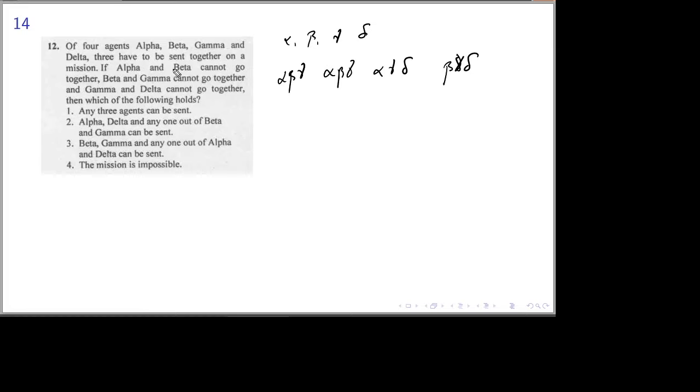So it says alpha and beta cannot go together. So this is not possible, this is not possible. Beta gamma cannot go together. So this is also not possible. And it says gamma delta also cannot go together. So this is also not possible. So that means what? This mission is impossible. Okay, quite simple.